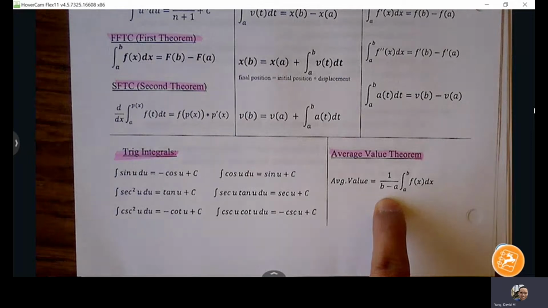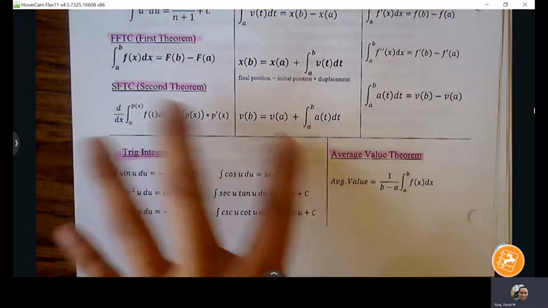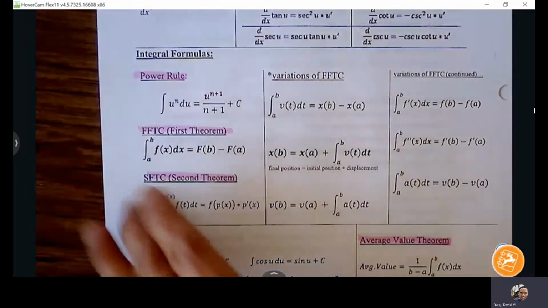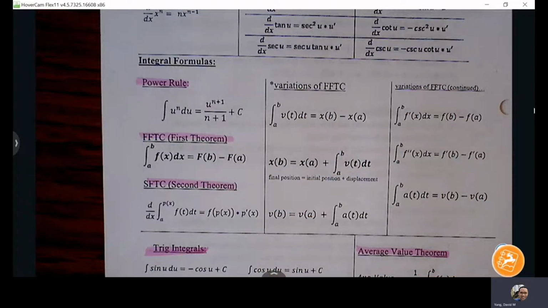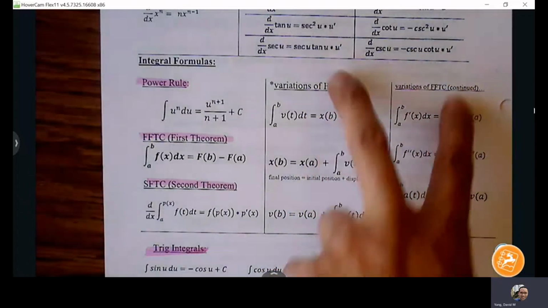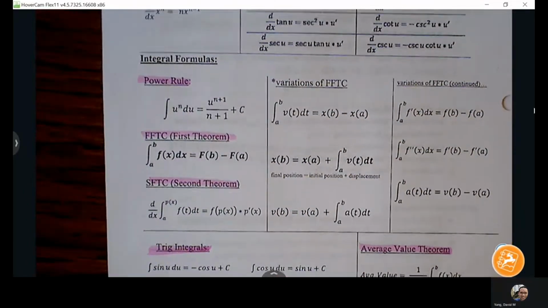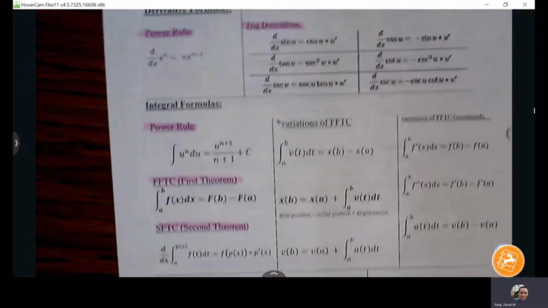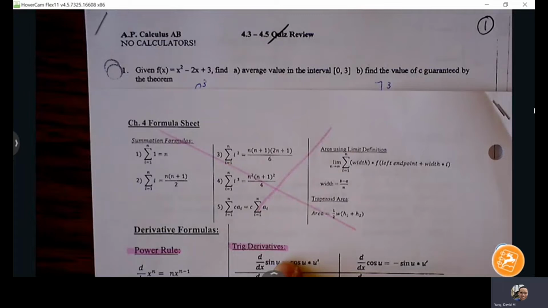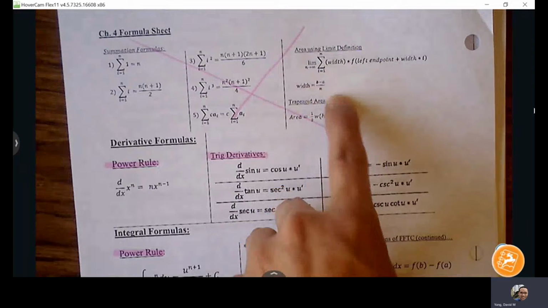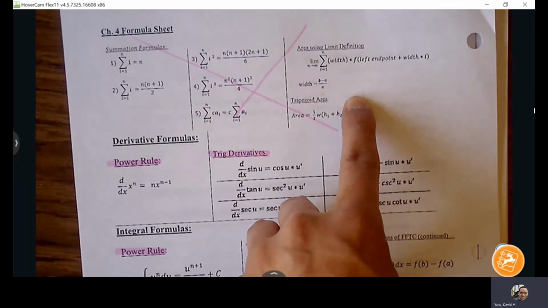Yes? So like the summation, that's not on the test. Okay. So I highlighted the ones that you're going to have to know and memorize for the test. The variations of first theorem, we'll get to that next week. But this you don't have to worry about as much. Okay, so let's go to number 1 on the 4.3 4.5 review. Yes. Are we gonna have the long limit problem? No, this limit definition, we're done with it. I won't test you on this on the test.